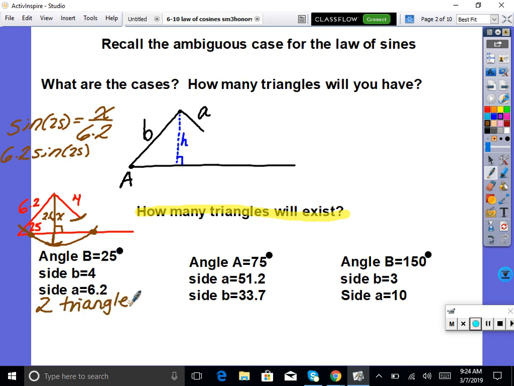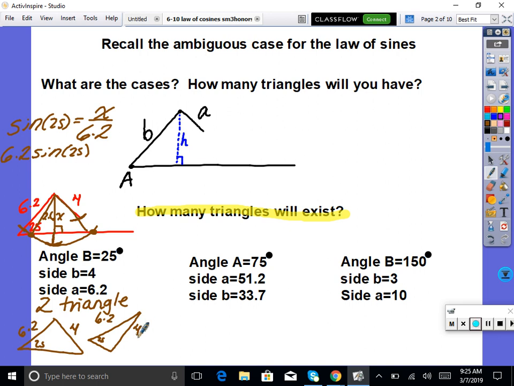So then remember, you would draw in, here's my first one, my acute-looking one. So then you would go like this: 25, you'd go 4, you'd go 6.2. Now this triangle right here is my obtuse-looking one. So I would draw it like this. Still the stuff goes in the same place: 25, 6.2, 4.